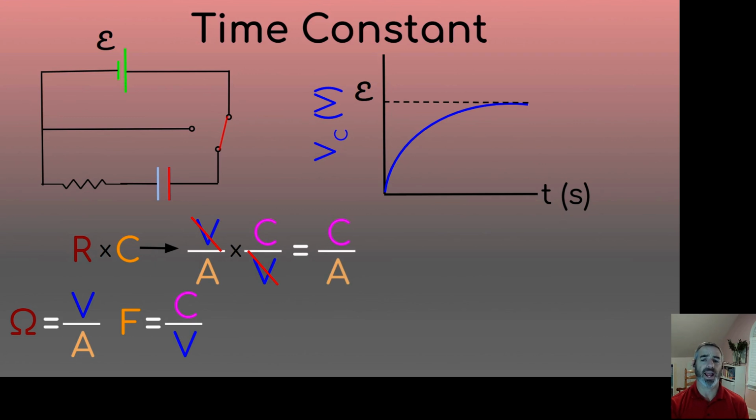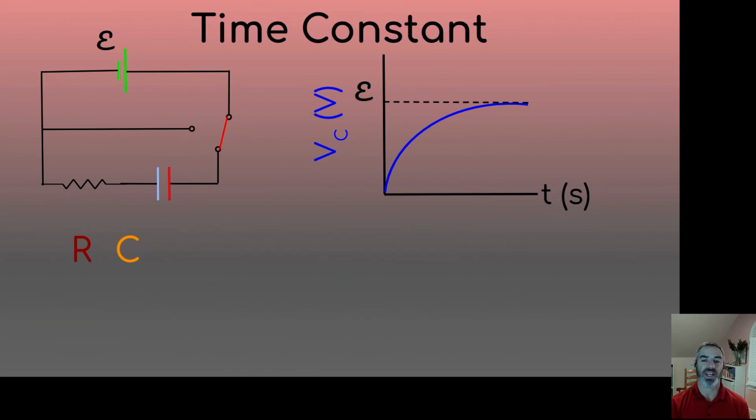Now we also know that an amp is a coulomb per second. So if we substitute coulomb per second, we see that coulombs cancel out, and that gives us 1 over inverse seconds, which if we flip and multiply gives us a unit of seconds. Resistance times capacitance is seconds, and it's given a symbol of the Greek letter tau, which represents the time constant. So the Greek letter tau is the time constant, which also represents R times C.